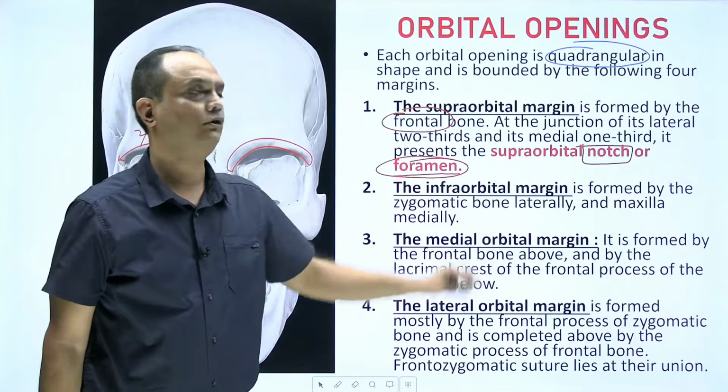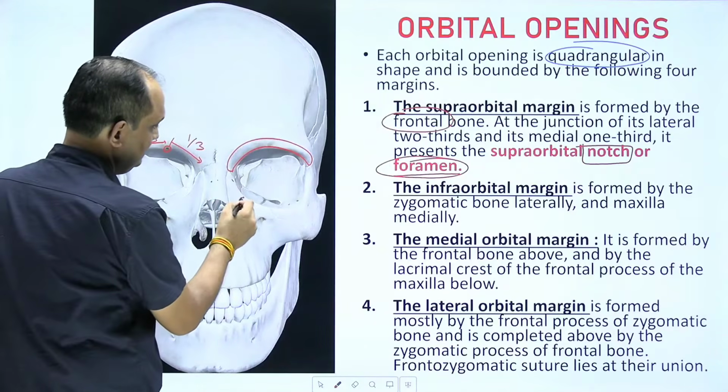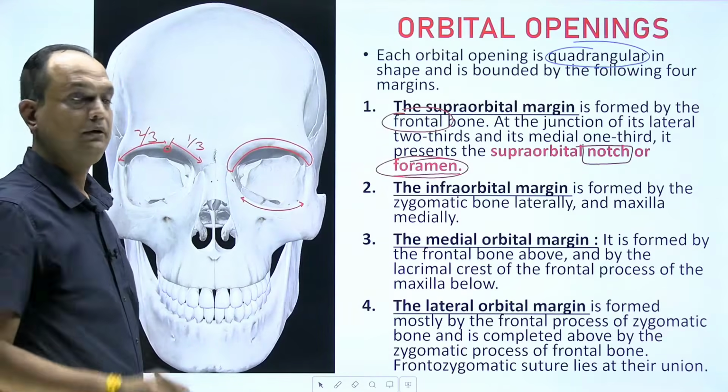Then you will have infraorbital margin. Now when you will see the infraorbital margin, now this infraorbital margin is contributed by two bones.